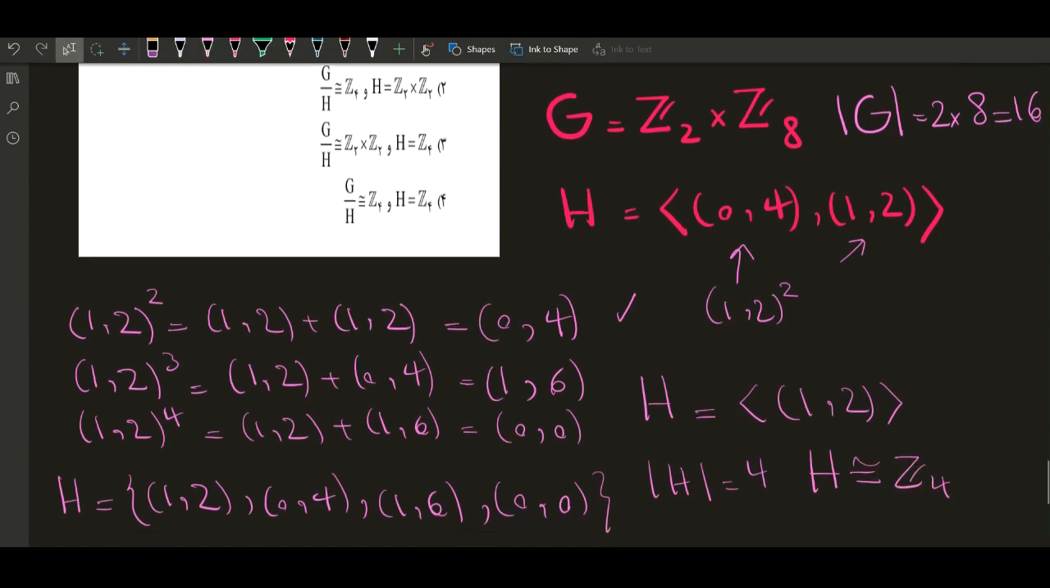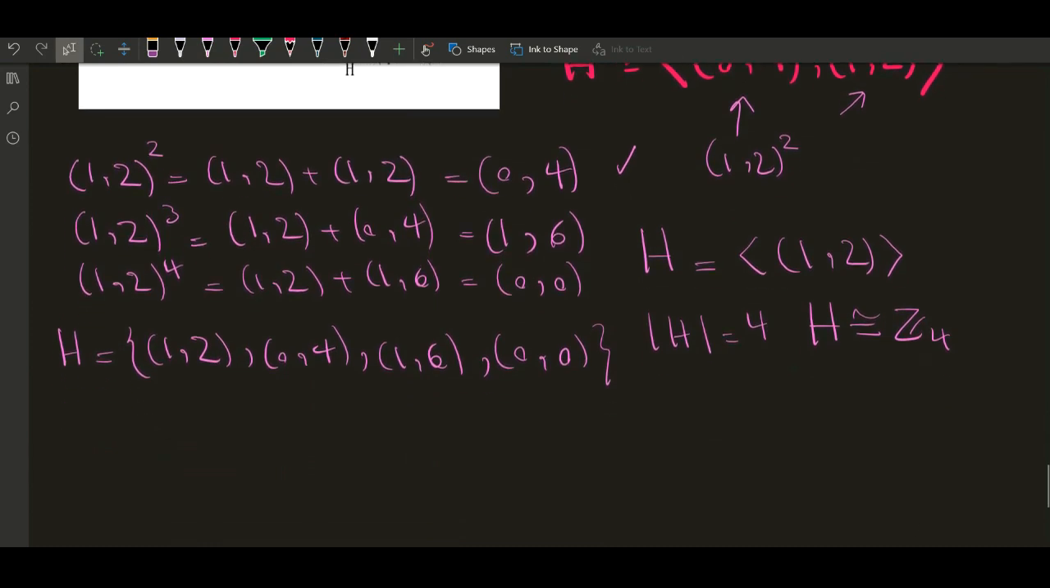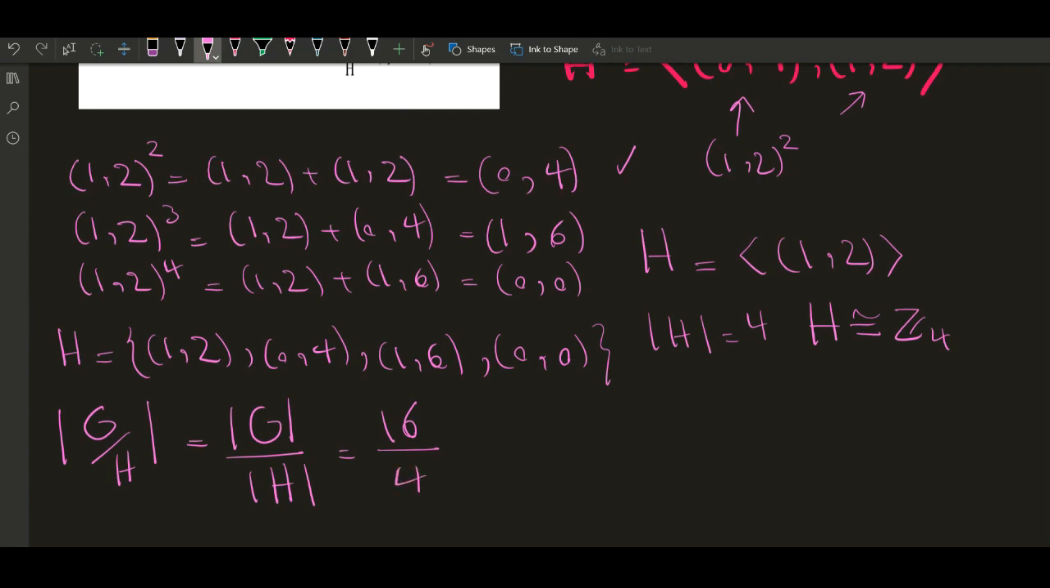That's it. Now we can simply find the order of the quotient group G over H. The order of G over H is equal to the order of G divided by the order of H. The order of G is 16 and the order of H, as we calculated, is equal to 4. So the order of our quotient group is 4. So we know that we have two groups of order 4 up to isomorphism. First is the cyclic group of order 4, and second is the Klein 4 group Z2 cross Z2.